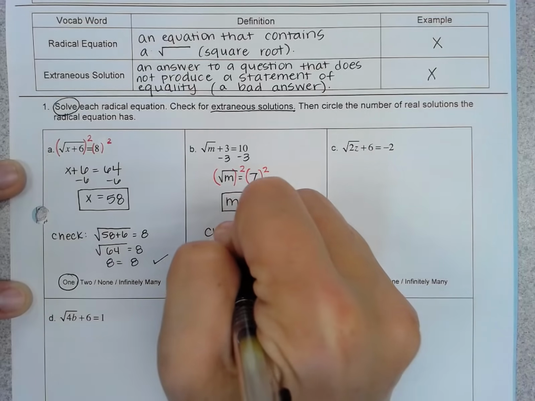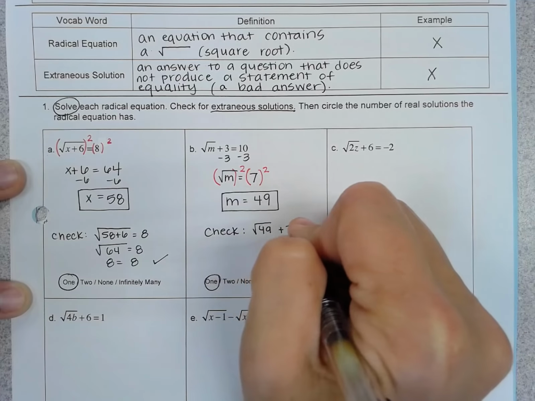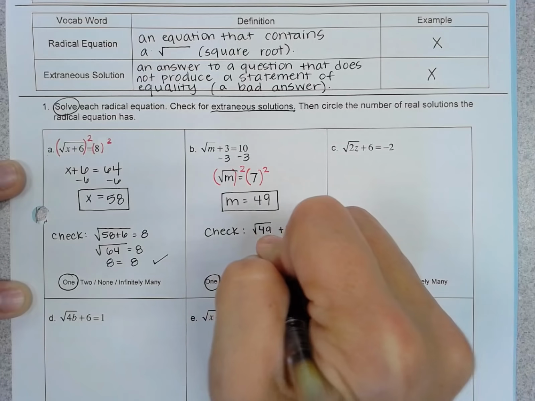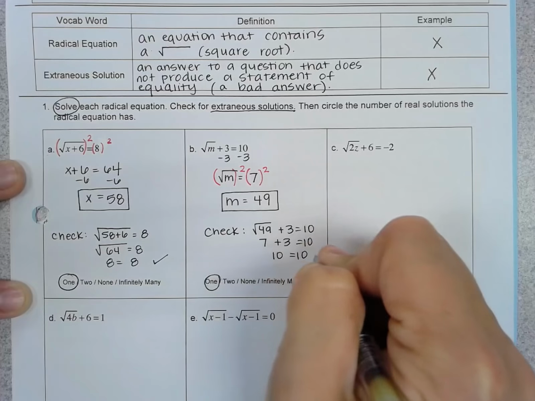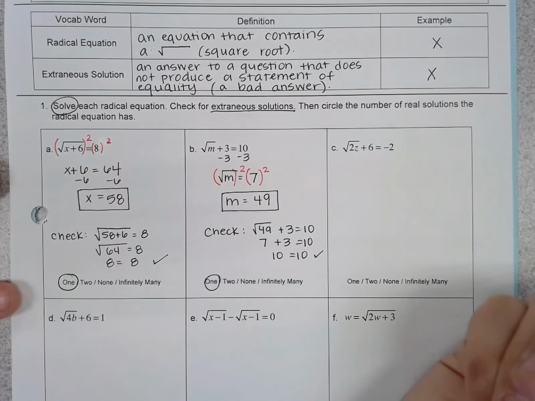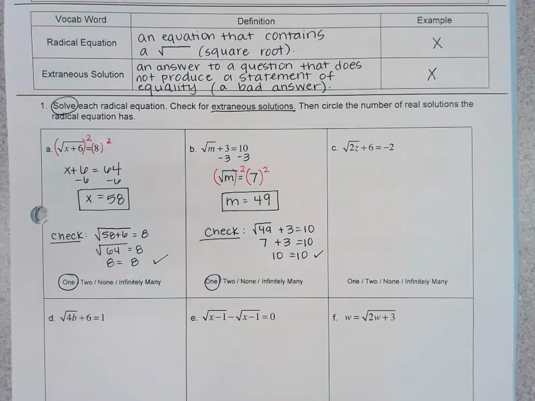Let's check this one too. So the square root of 49, and then if you add 3, you should get 10. The square root of 49 is 7, and then 7 plus 3 gives you 10, so it works. So you can always plug them in and check your answer to make sure that the answer to each question is working. Question C poses a little bit of a difficulty.